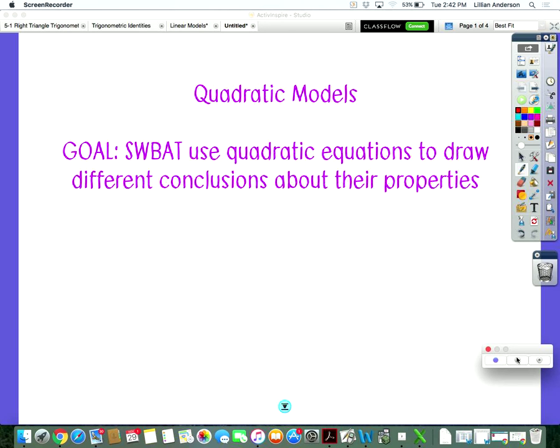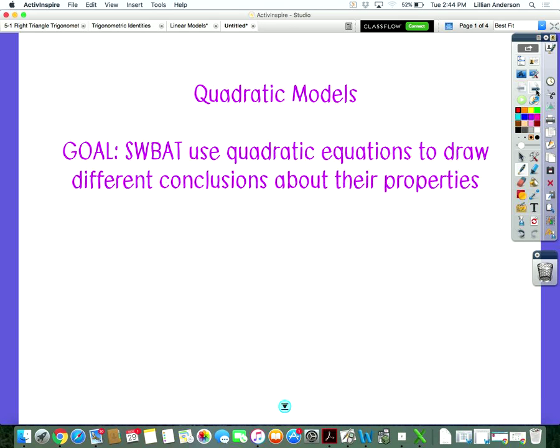Switching over into quadratic models, this is just the first step of it all, okay? We're going to use quadratic equations to draw different conclusions about the properties of quadratic models. I know you guys have done quadratics already before, so maybe it's just a matter of getting that refresher to help you in remembering all the properties of a quadratic equation.